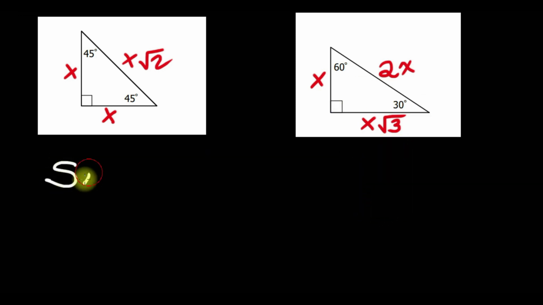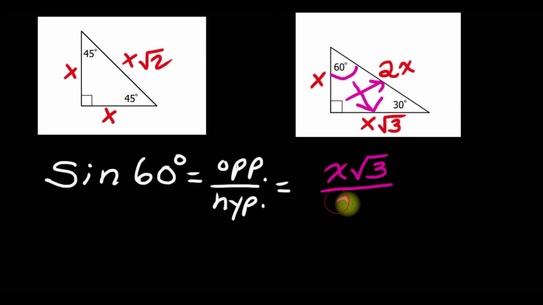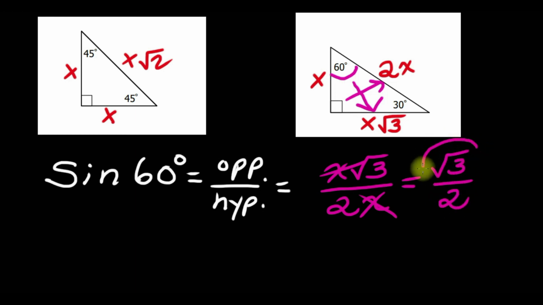Okay, the next one is sine 60 degree. Again, sine is opposite over hypotenuse. So theta is 60 degree. So theta is going to be here. So that means this is your opposite. And it's over hypotenuse. So it's going to be x square root of 3 all over 2x. And then you take out the x. So your answer is going to be square root of 3 over 2. So this is the value for sine of 60 degree.